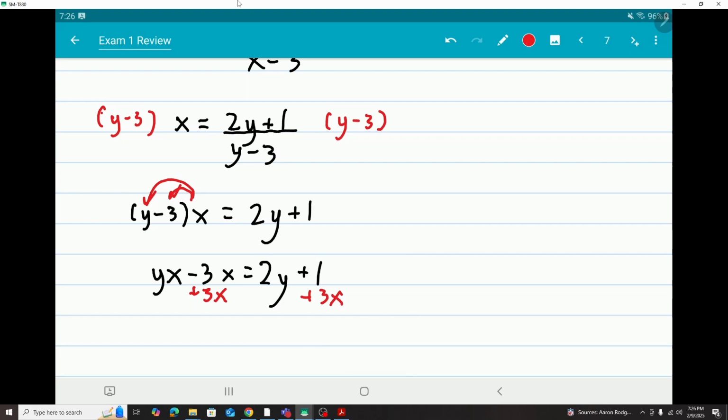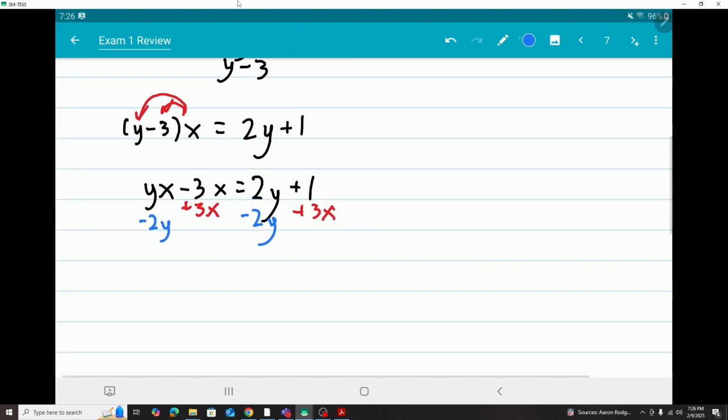And so that gets me halfway there. But this 2y is on an island on its own. This y is going to be on an island on its own. They want to be together. So we're going to minus 2y to both sides as well. And so what we're left with is yx minus the 2y that we added. The 2y's cancel. I'm left with 1 plus 3x.